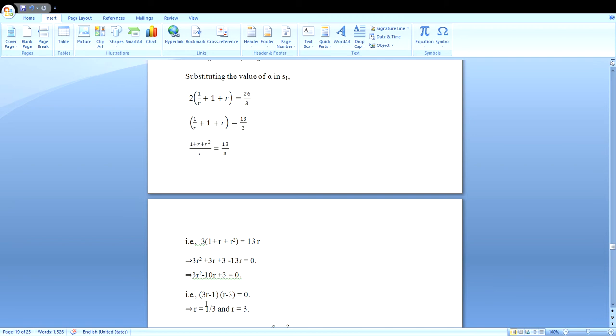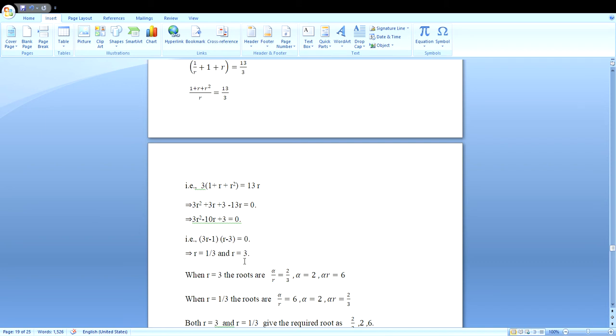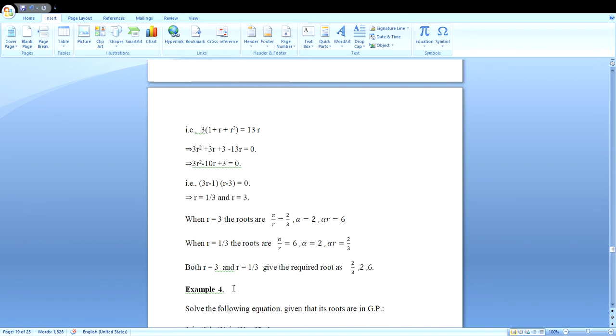Factorizing this, we have 3r minus 1 into r minus 3 is 0. That implies r equal to 1 by 3 and r equal to 3. When r equal to 3, the roots are alpha by r equal to 2 by 3, alpha equal to 2 and alpha r equal to 6. When r equal to 1 by 3, the roots are again alpha by r is 2 into 3, that is 6, alpha equal to 2 and alpha r is 2 by 3. Both r equal to 3 and 1 by 3 give us the same roots. That is, the required roots are 2 by 3, 2, 6, which are in GP.